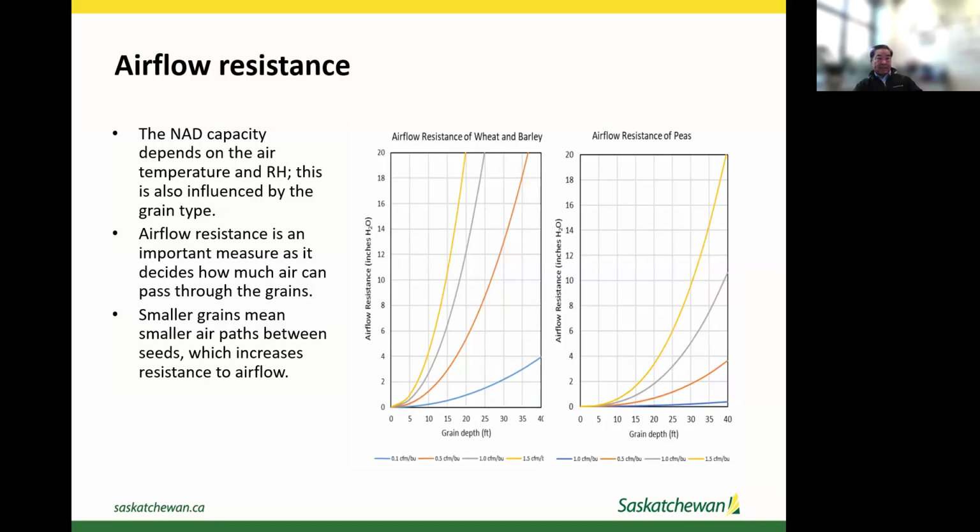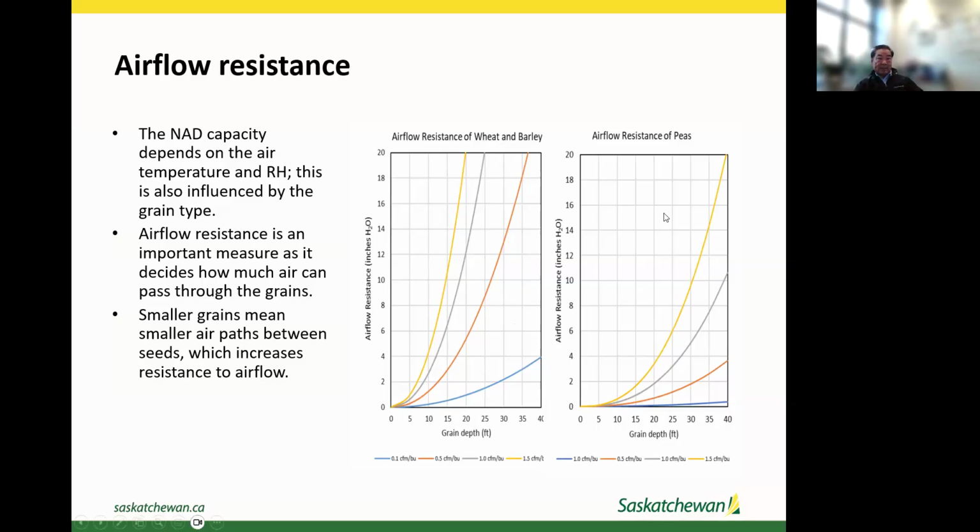The diagram on the right side shows that even at exactly the same flow rate, we can see how much of the airflow would go through. In general, smaller grain like this one, the barley, because barley is a small grain, they pack together and there are little voids between the seeds. So when you apply a fan to push air through, it gets more resistance from this kind of grain.